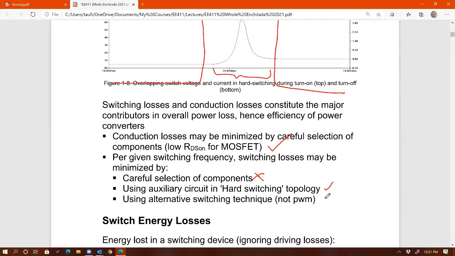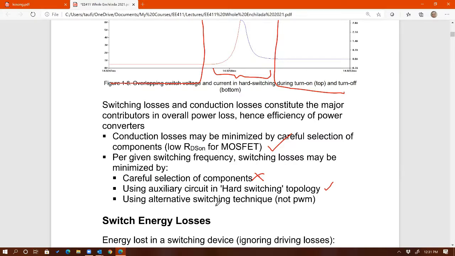So we'll do an additional circuit. We'll look into minimizing switching loss by introducing another circuit, an auxiliary circuit, and still you are using hard switching, PWM. That's the first method. We call this circuit a snubber circuit. So we're going to do that in the following chapter.